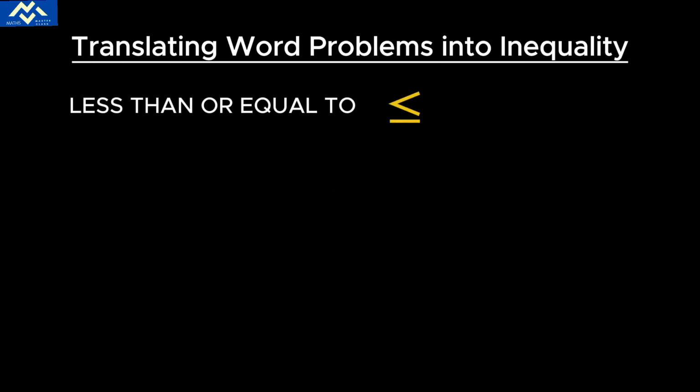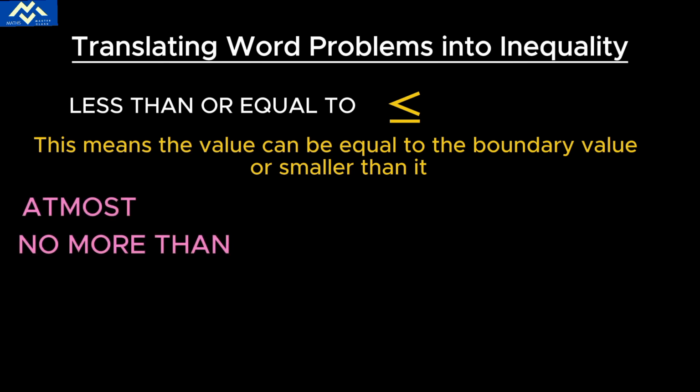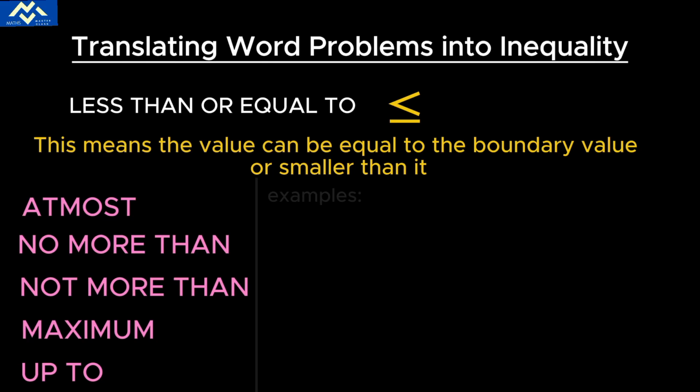Now we look at less than or equal to. This symbol means the value can be equal to the boundary value or smaller than it. The following expressions also represent less than or equal to. At most. No more than. Not more than. Maximum. Up to. Although these expressions are different, they all communicate the same idea. The boundary value is included. Let's look at some examples.